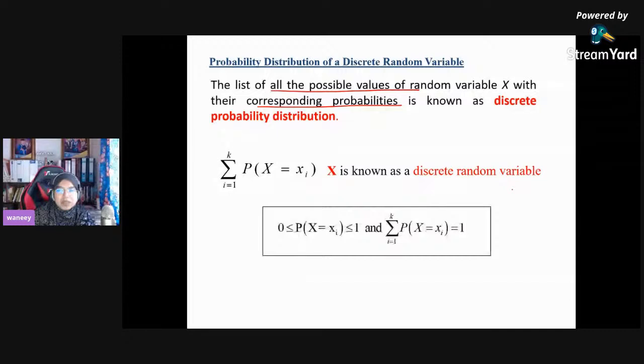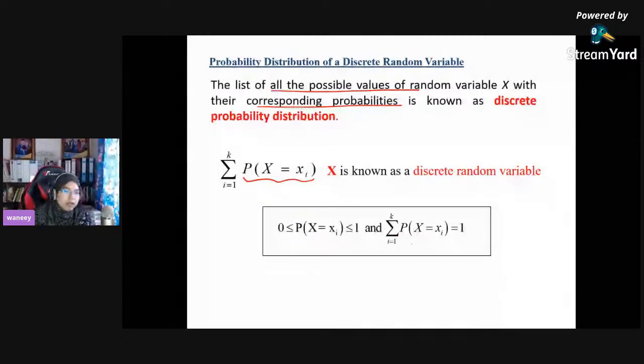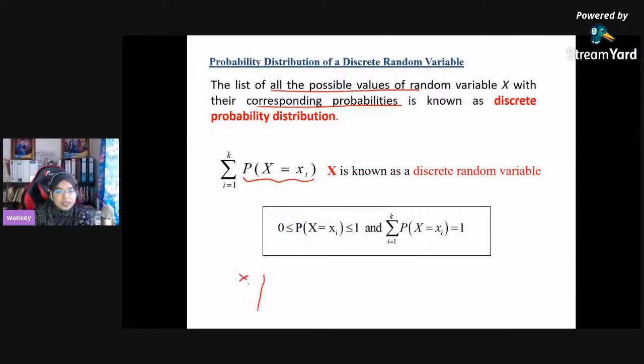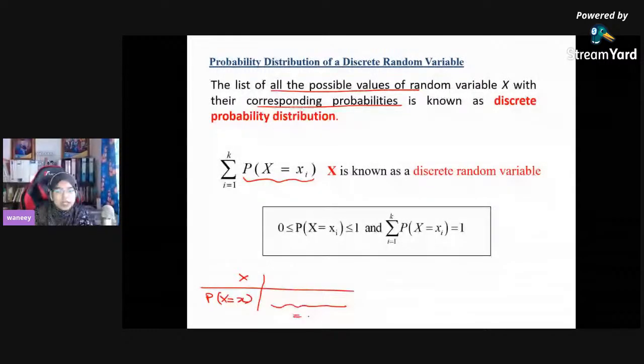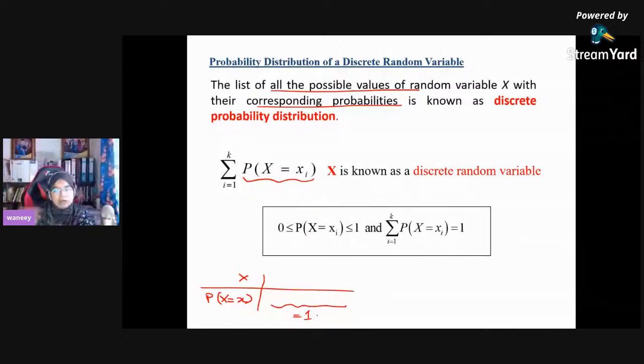The probability over here should be in between 0 and 1, of course, including 0 and 1 as well. And if you total up all the probabilities, they should be equal to 1. Otherwise, this is not a discrete random variable. So if I draw for them, let's say this is x and this is the probability of X equal to x. If I add everything together, the summation should be equal to 1. So that is what they mean over here.